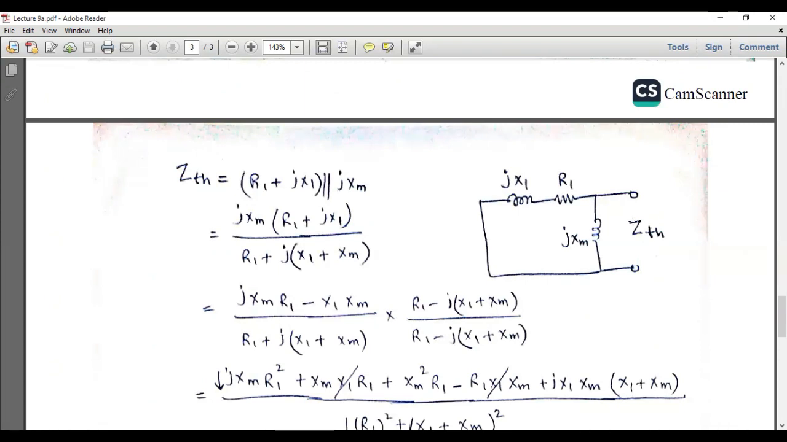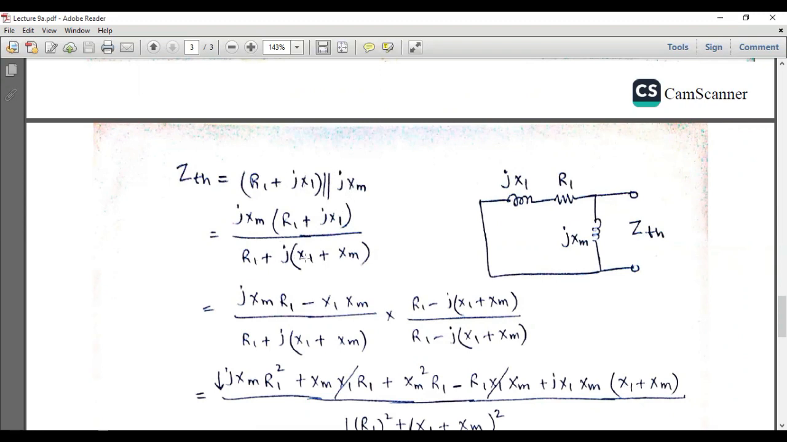So this is the Z Thevenin, and from this circuit, it is clear that Z Thevenin is equal to the parallel combination of jXm and this R1 plus jX1. So this expression can be expanded like this. Their parallel combination will be this term multiplied by this term, divided by this term added to this term.